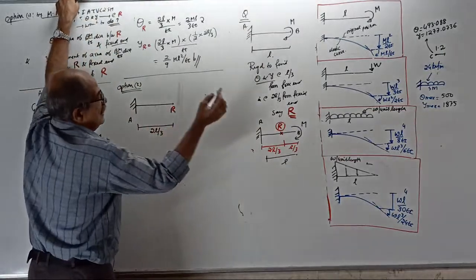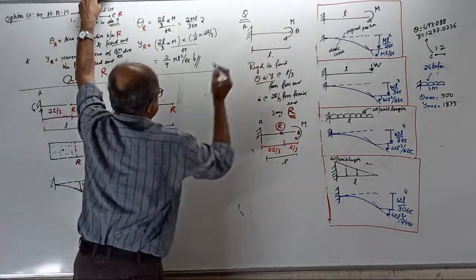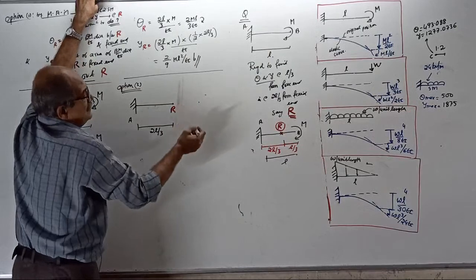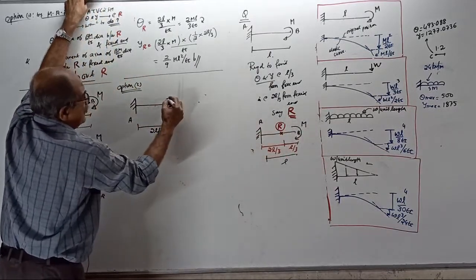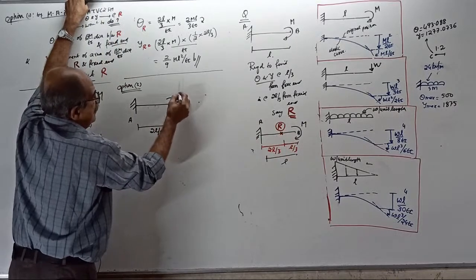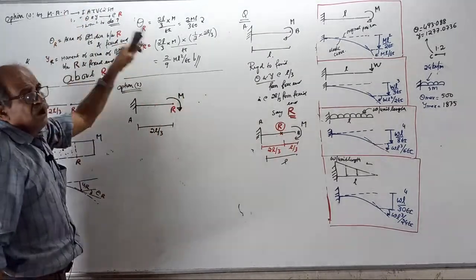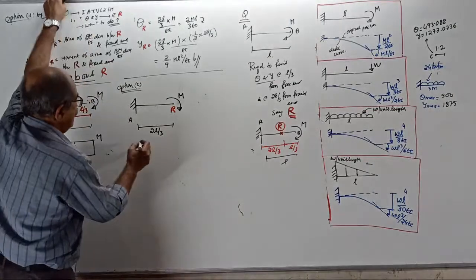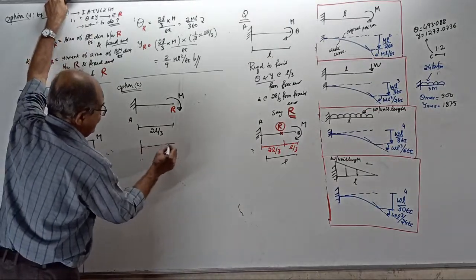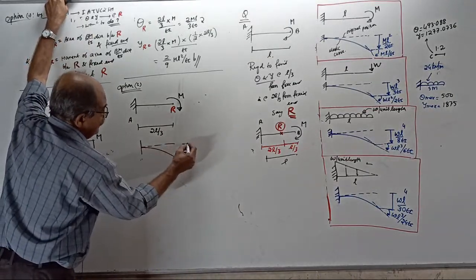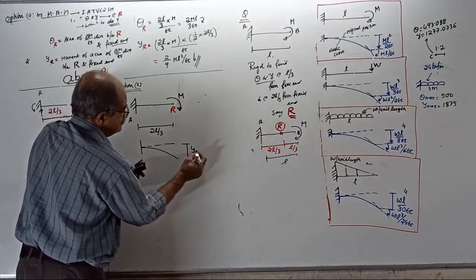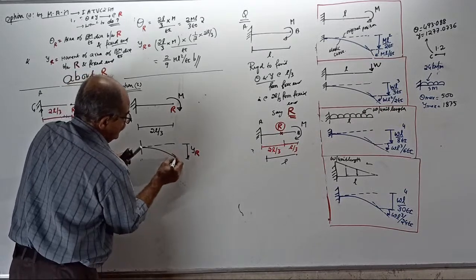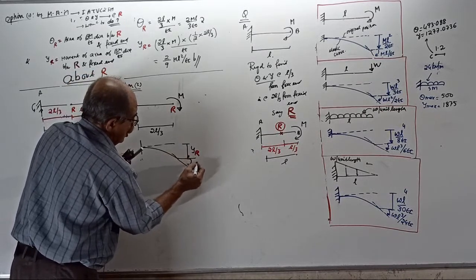Then there is a couple acting here. You transfer this couple here. No load is there, just a couple M. That's all, because it's a couple. Now the beam will bend like this. This is your deflection at R. This is your clockwise slope at R.